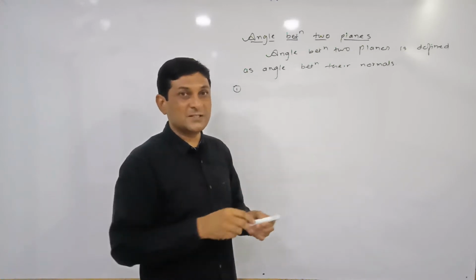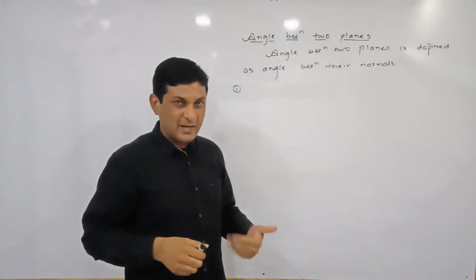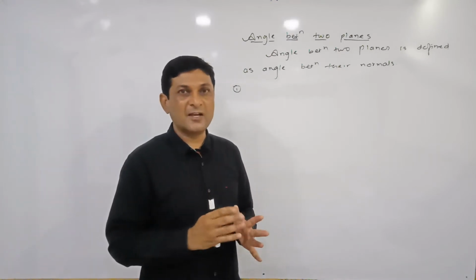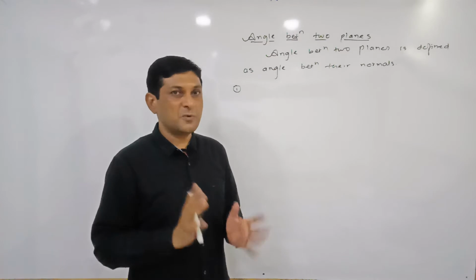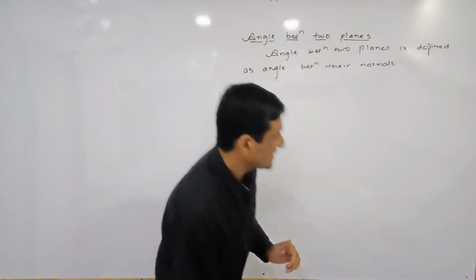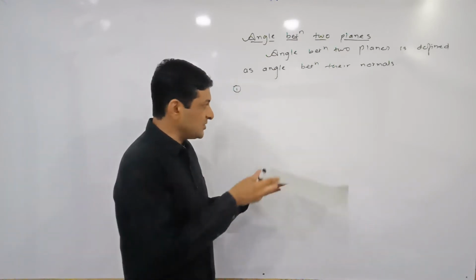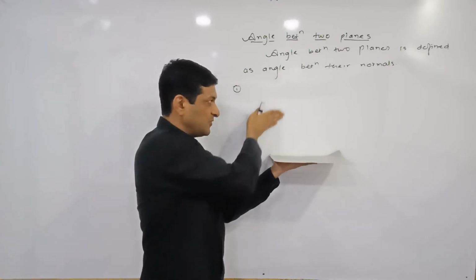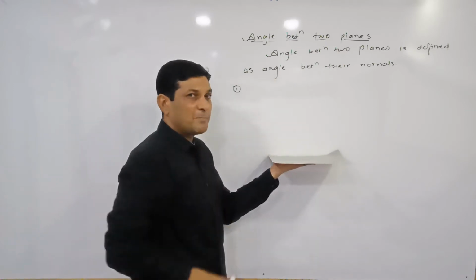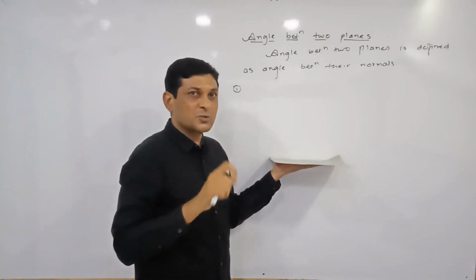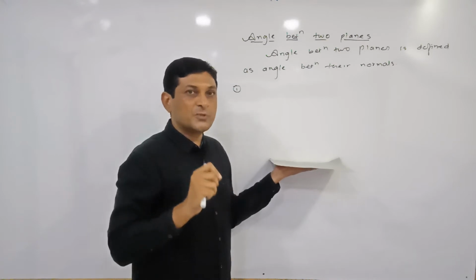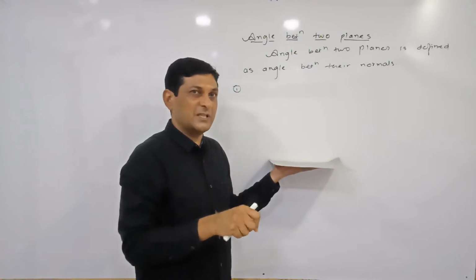And what we are discussing, angle between two planes. And what is our definition? Angle between two planes is defined as angle between their normals. So try to understand this definition. So let us consider this plane, and let this be another plane which is perpendicular to this plane. So this first plane and this second plane are perpendicular to each other. If these two planes are perpendicular, means angle between them is what? 90 degree. Now observe what will be the angle between their normals.